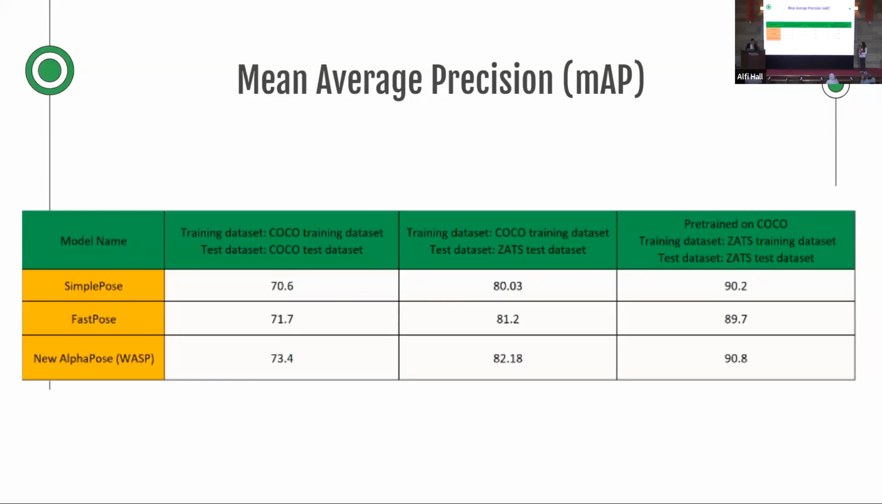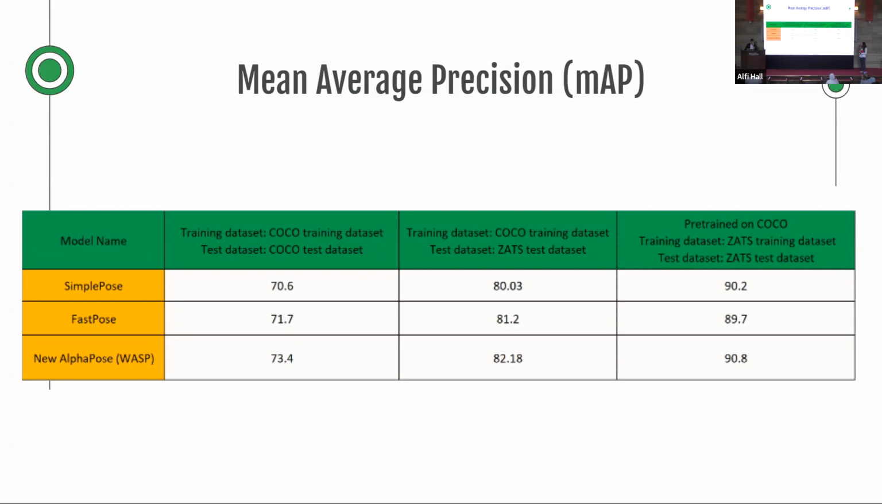In the first experiment, we used the COCO training dataset as our training dataset and the COCO test dataset as the test dataset. We achieved 70.6 MAP on SimplePose and 71.7 on FastPose and 73.4 on WASP. In the second experiment, we also used the COCO training dataset as the training dataset, but now we changed the test dataset to be our new test dataset, which is called the ZATS. As you can see, there are better results because our test dataset is much smaller than the COCO test dataset.